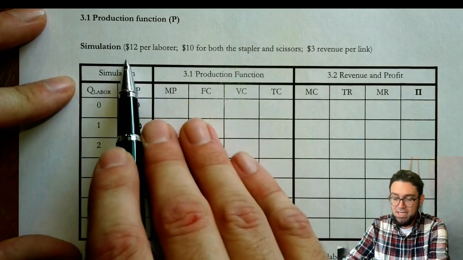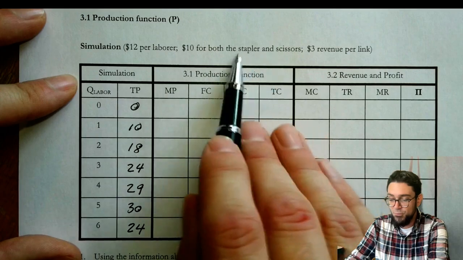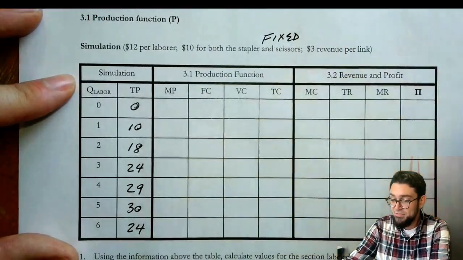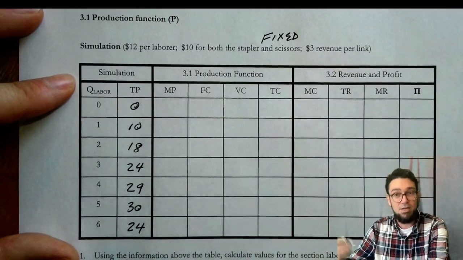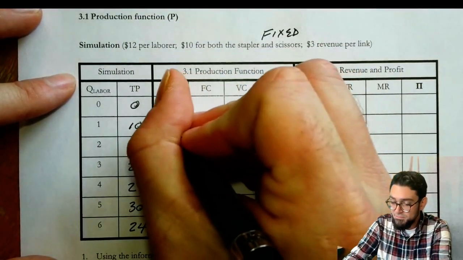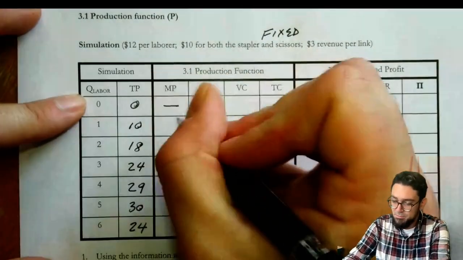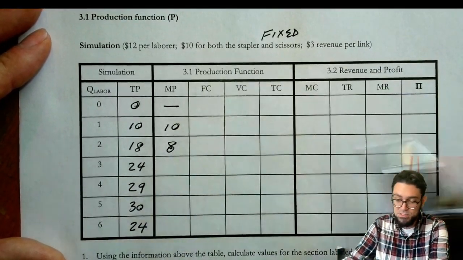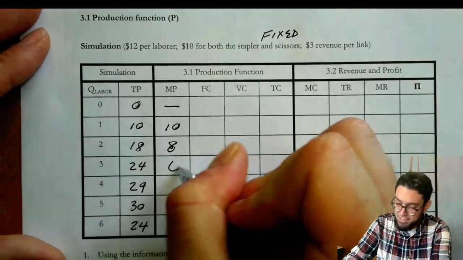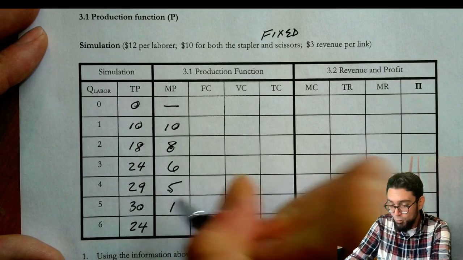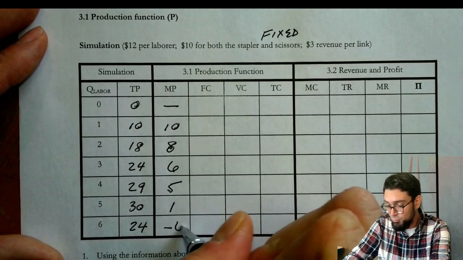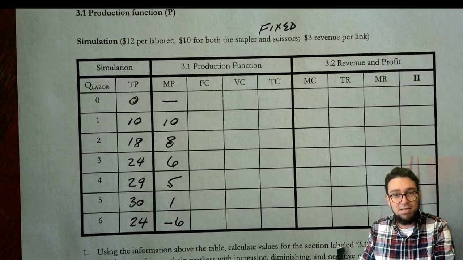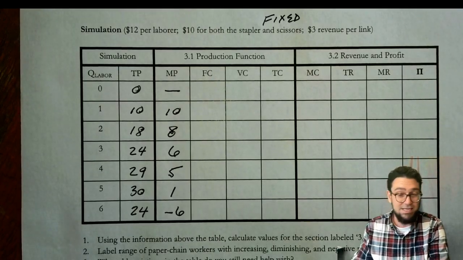And then we have some information at the top, which is $12 per worker, $10 for the fixed inputs, right? So these are the scissors and the stapler, and then this is our revenue that we get every time we sell a paper chain link. Now, the marginal product of the 0th worker doesn't exist, but the first worker gave us 10, and the second worker gave us 8. Oops, sorry about that. It's just 10 to 18, and now 6, 5, 1, and then this 6th worker, there was nothing wrong with them personally. It was just that by the time they had 6 workers, they were all crowded around one little table, and they actually couldn't produce quite as many links. They got all mixed up.